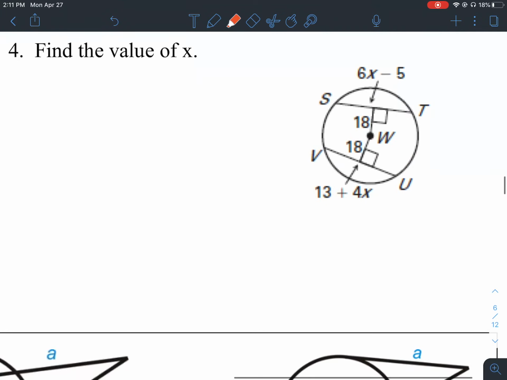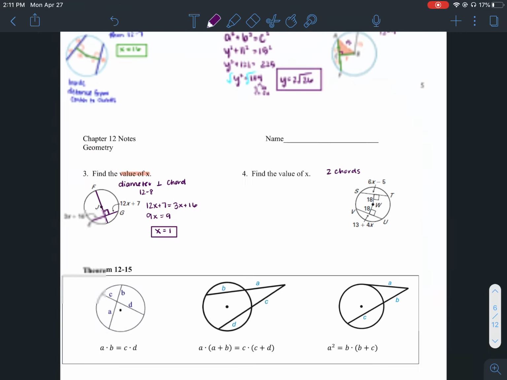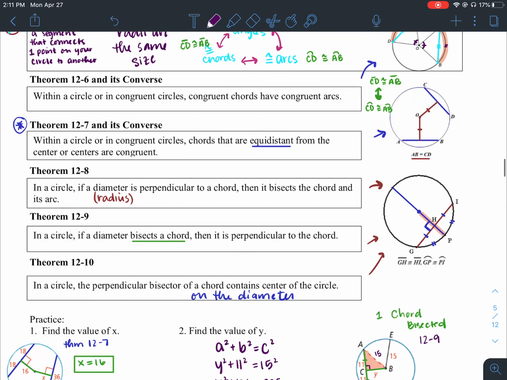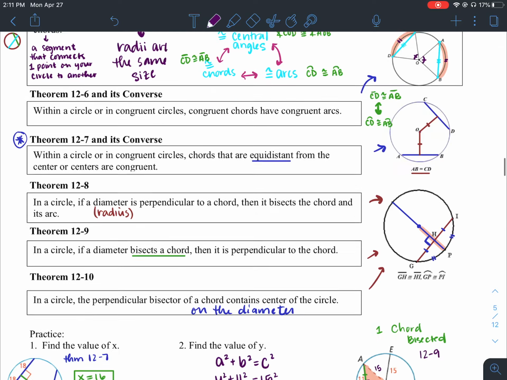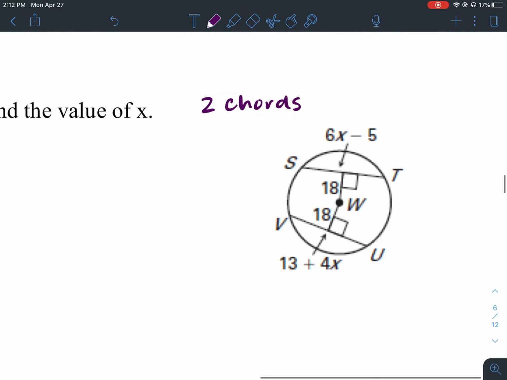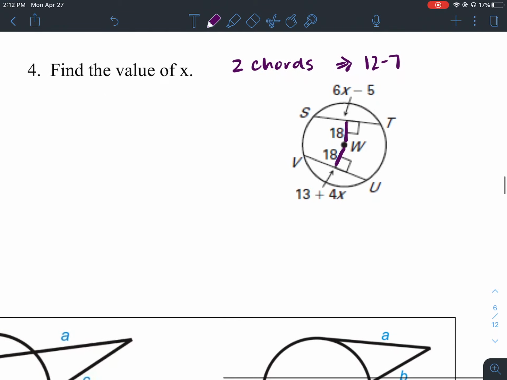All right, last example before we do a couple more theorems is example 4. Again, try and figure out what situation we're looking at. So this is, okay, I have 2 chords now. So 2 chords implies 12-4, 12-5, 12-6, or 12-7. All 4 of those deal with 2 chords. In these 2 chords, I don't know my arcs, I don't know my angles, but rather I know these distances here. So this is most likely going to be a 12-7 theorem type problem.